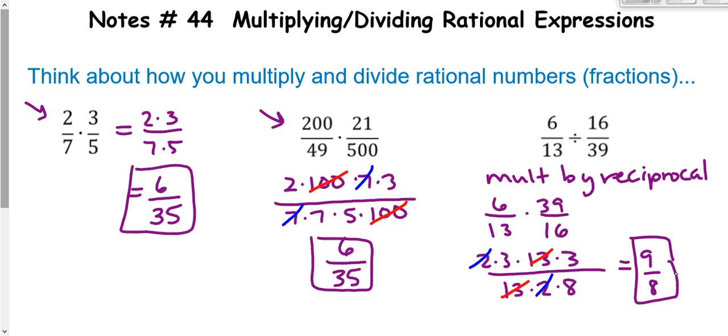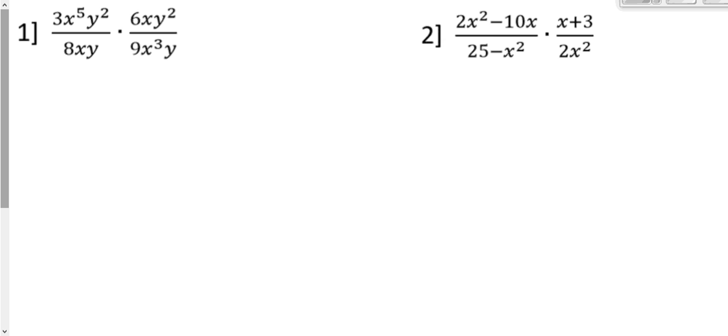Okay, we're going to apply all those same concepts to rational expressions. So remember, anytime you're dealing with rational expressions, you should use the same types of moves that you would make with rational numbers. So we're going to work through 5 examples, I think. Yeah. Okay, so here's the first one.